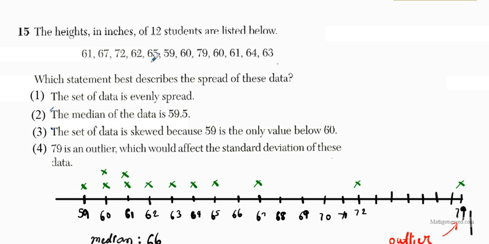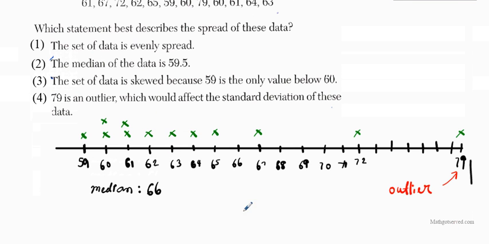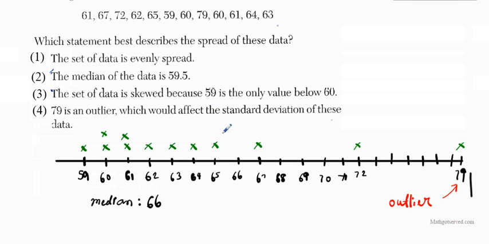All right, let's take a look at 15. A good way to attack this problem is just to graph the numbers on a number line. And you can look at the distribution right here. And if you determine what the median is, you find out that the median is 66. Okay, so the question is asking which statement best describes the spread of the data. So the median being 66 is not an answer, so we can eliminate that.